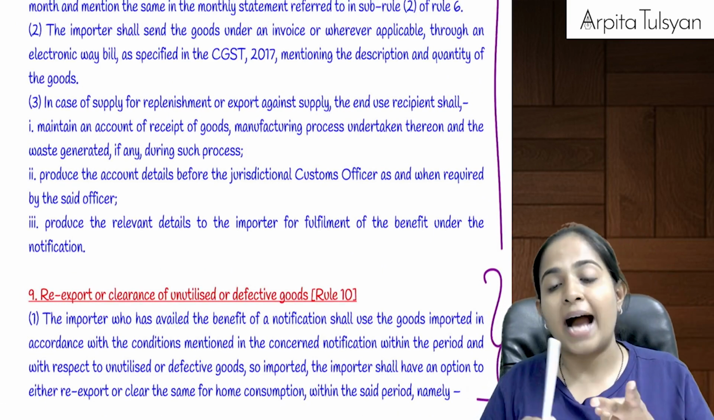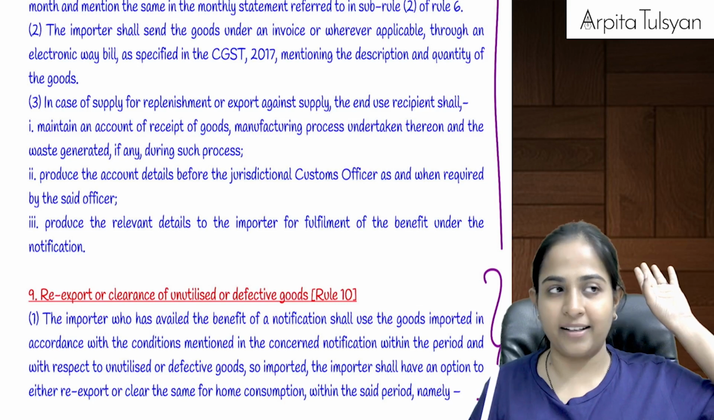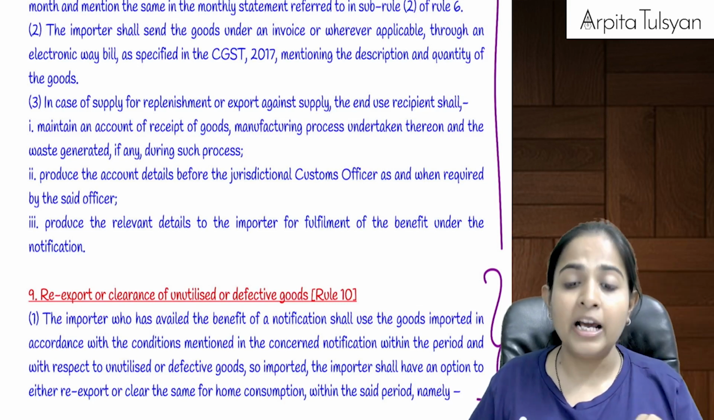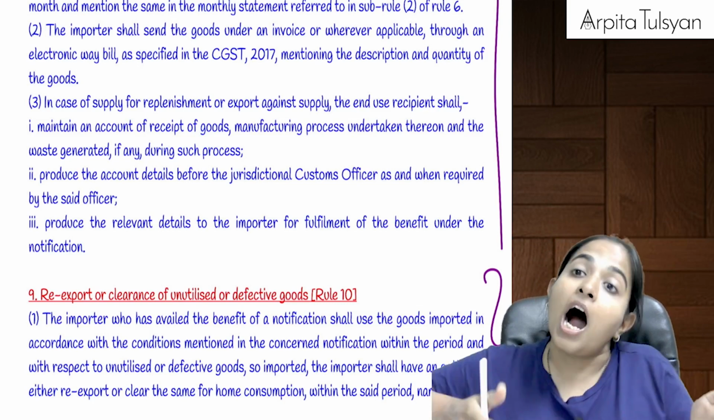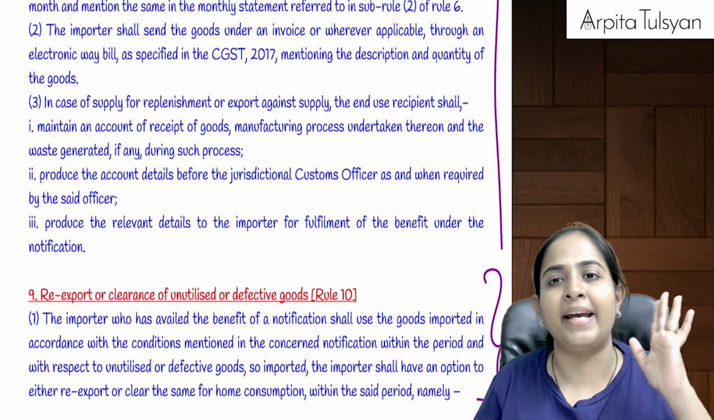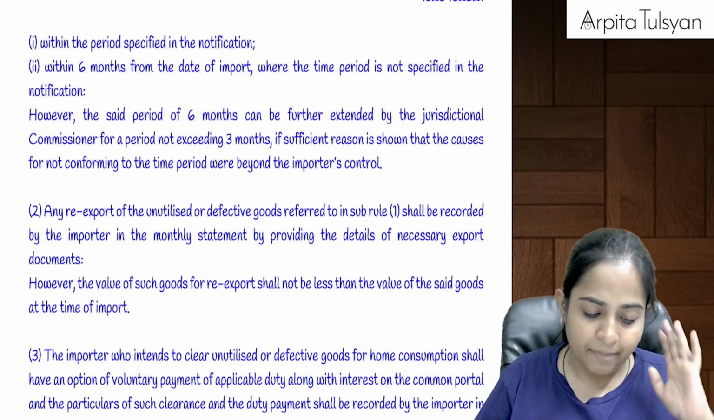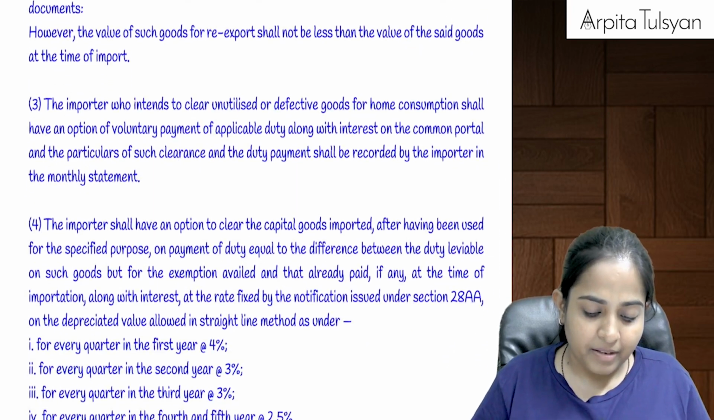Now, if I am left out with any raw materials out of that 10,000 kgs, then there are two options. Either I can re-export it back to that country from where I had imported it, or I can clear it for home consumption. Means now I can use it for other purposes also by paying the duty on the same. Are you clear with this?